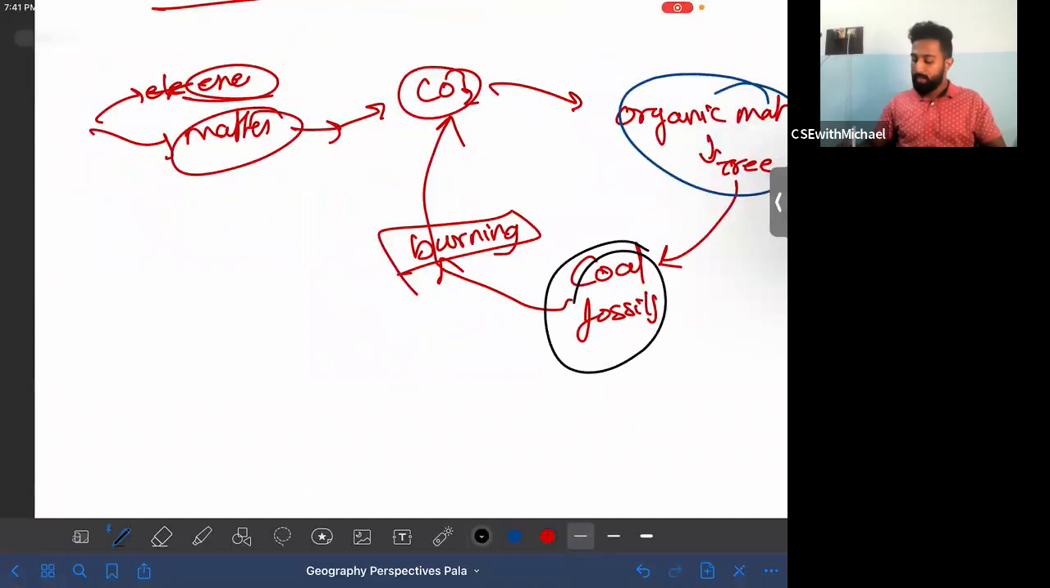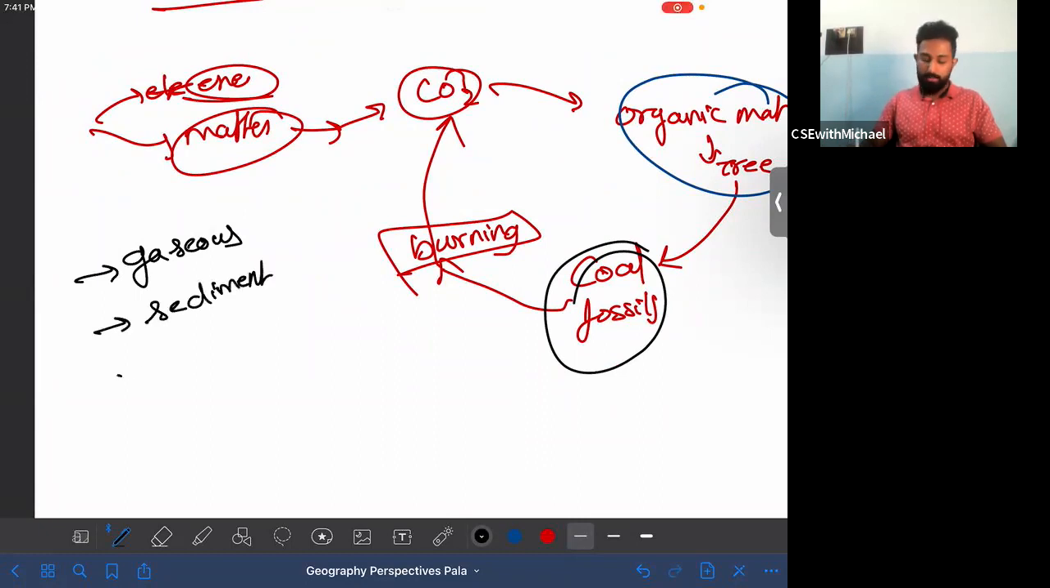And there are different types of cycles. There are gaseous cycles, sedimentary cycles, and hydrological cycles. Some are purely gaseous, some are purely sedimentary. For example, phosphorus is mostly sedimentary. Right. So we'll see that.